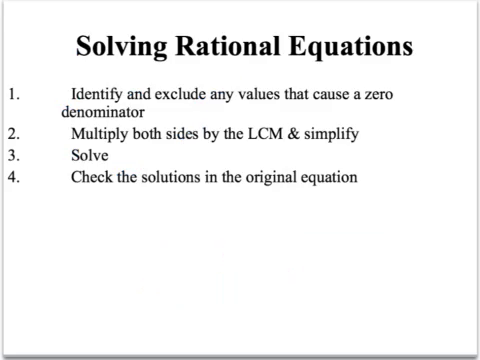Okay, now we want to start working with rational equations. And there are 4 steps that we want to follow. Number 1, we want to identify and exclude any values that cause a 0 in the denominator. Number 2, you need to multiply both sides or every term by the least common multiple and simplify. 3, solve, and 4, always be sure you check your solution in the original equation.